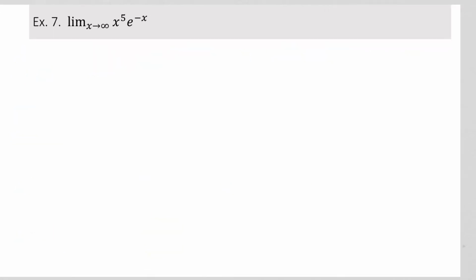So now this one says evaluate the limit as x approaches infinity of x to the fifth e to the minus x. So I want to see whether I can apply L'Hopital's rule if I have one of the indeterminate forms. All right, so this can be written as x to the fifth times 1 over e to the x. The negative means move e to the x down to the denominator. So this is x to the fifth divided by e to the x.